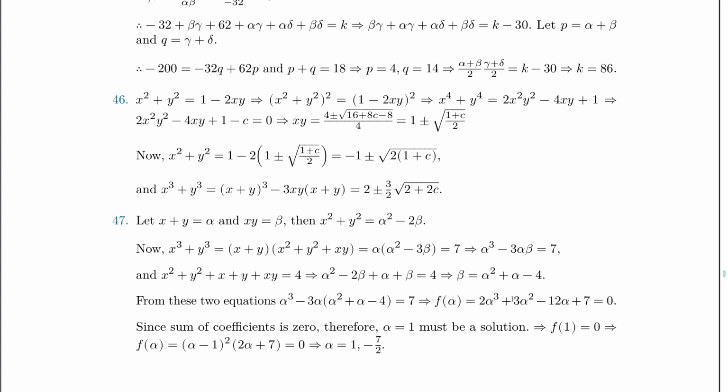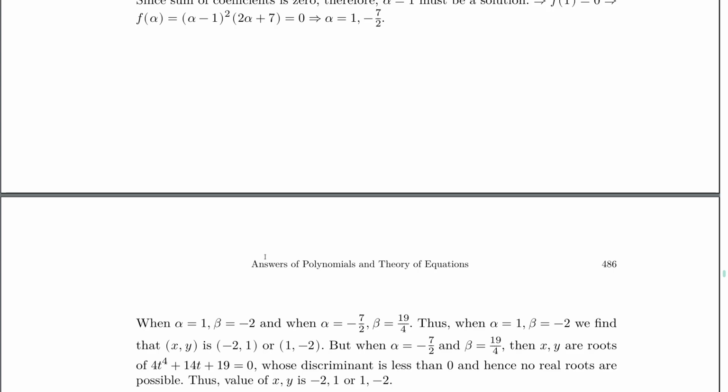Now we see that if we take the sum of coefficients, 2 plus 3 minus 12 plus 7, that is equal to 0. So sum of coefficients is 0, and therefore alpha is equal to 1 must be a solution. So we have f of 1 is equal to 0. Now f of alpha, if you see carefully, if you divide by alpha minus 1, then you will see you can actually divide it twice. So it should be alpha minus 1 whole square, and then the quotient which will remain is 2 alpha plus 7. So the second root would be minus 7 by 2. And once we have alpha, we can find the beta.